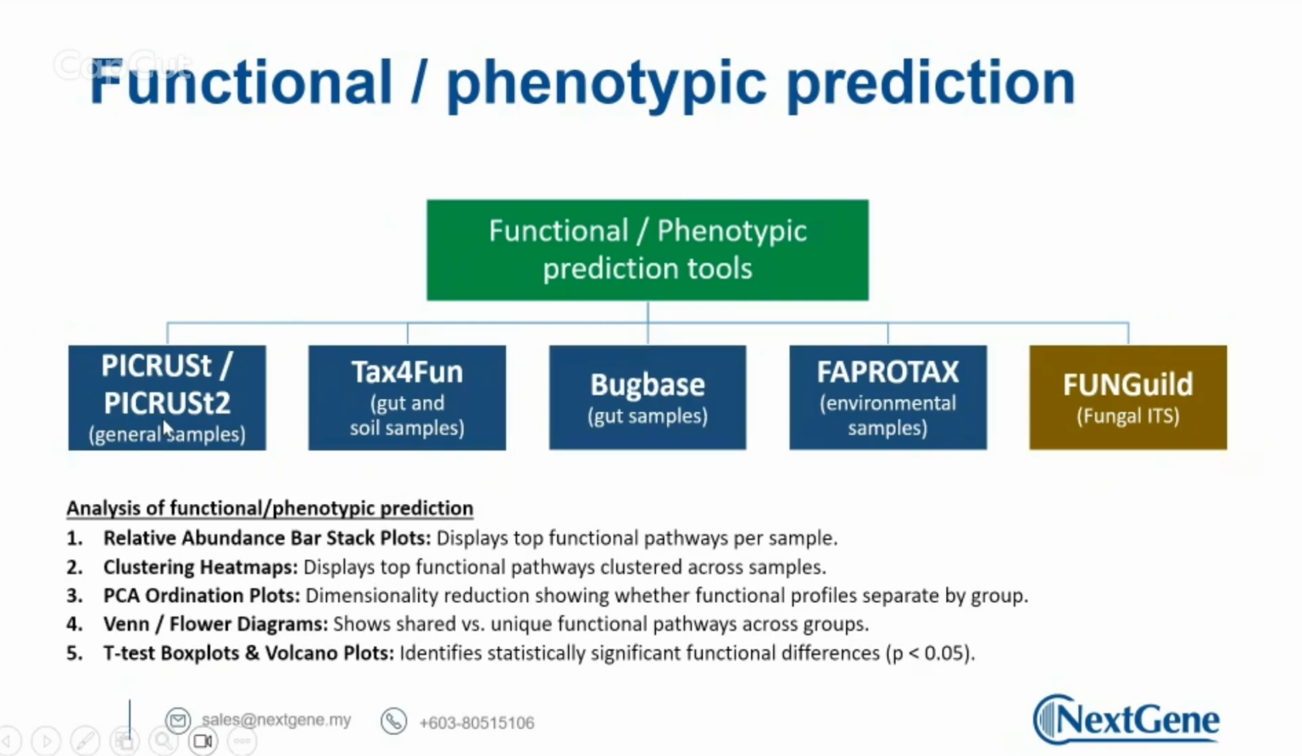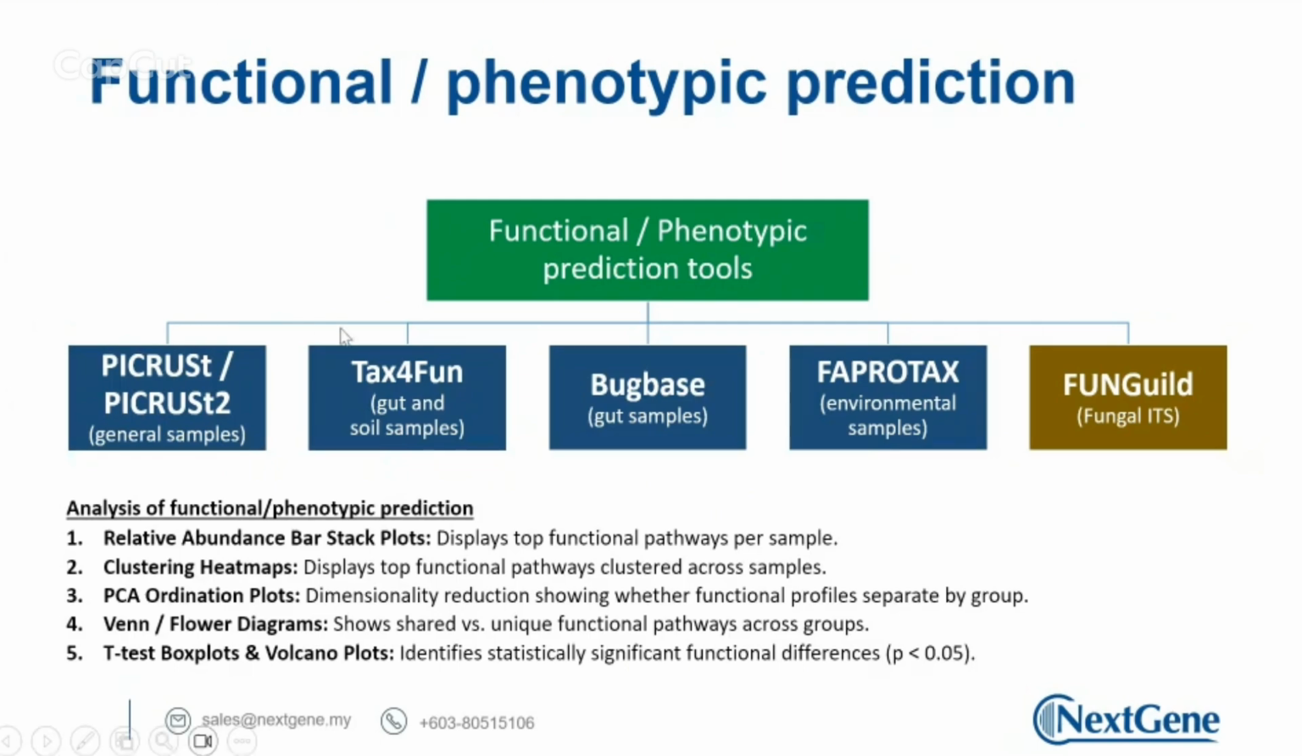So basically they have the same purpose, just that PICRUSt and PICRUSt2 are suitable for all kinds of samples, because they compare the species inside and then work out what biological pathways can be carried out by those species. And then Tax4Fun is more curated towards gut and soil samples. So if, let's say, the samples are from water or from other habitats, then Tax4Fun results might not be very suitable or might not be that comprehensive.